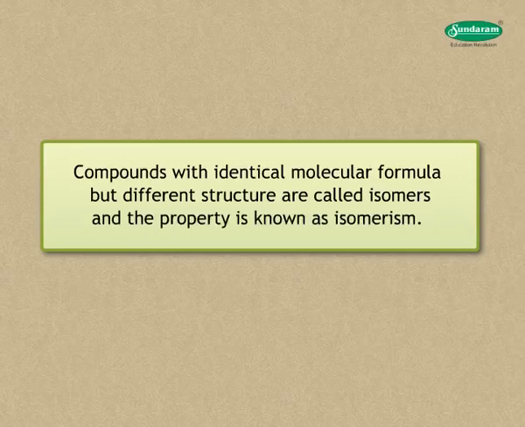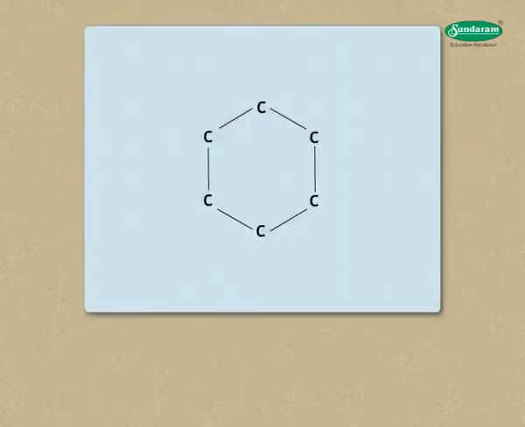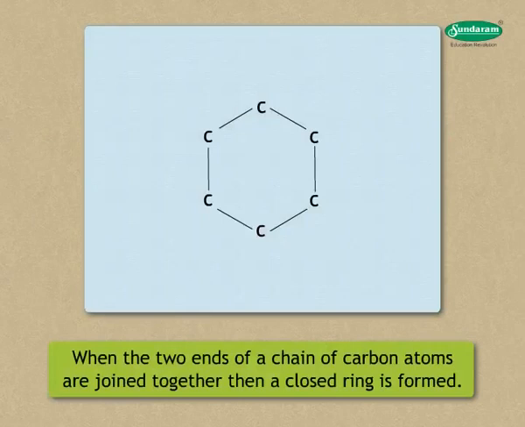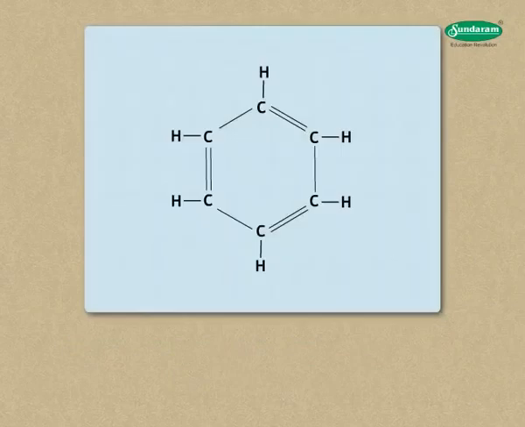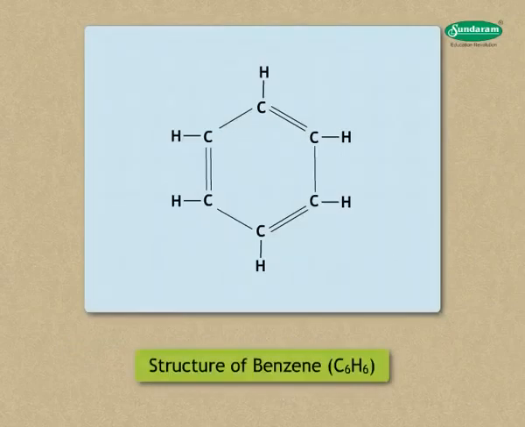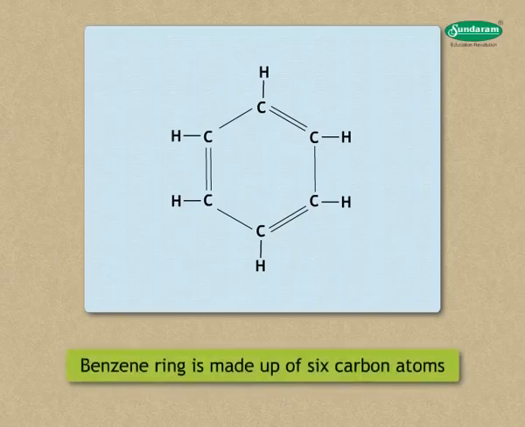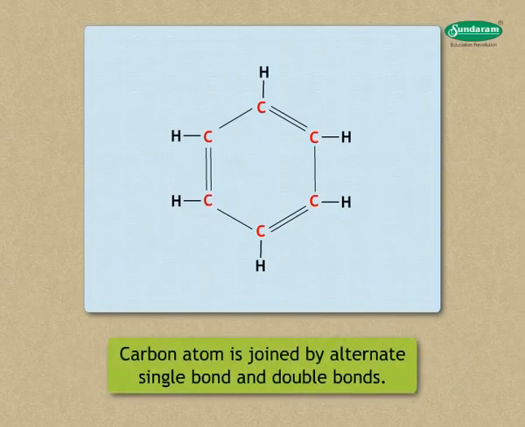On the other hand, when the two ends of a chain of carbon atoms are joined together, then a closed ring is formed. For example, cyclohexane, C6H12. Let us look at the structure of benzene, C6H6. Benzene ring is made up of 6 carbon atoms, in which each carbon atom is joined by a single bond on one side and a double bond on the other side, that is, alternate single bonds and double bonds.